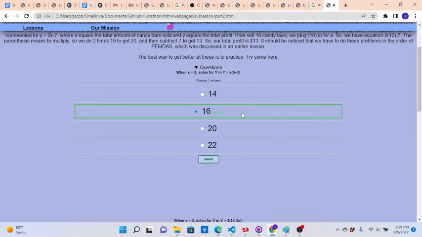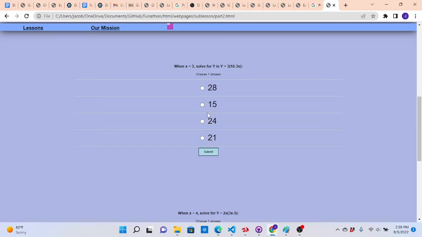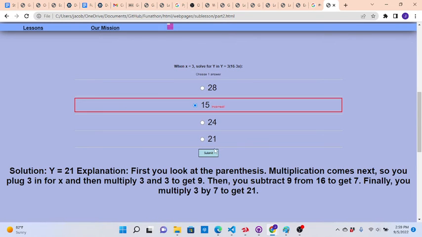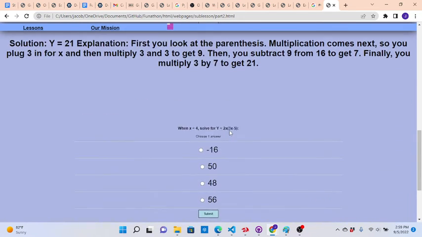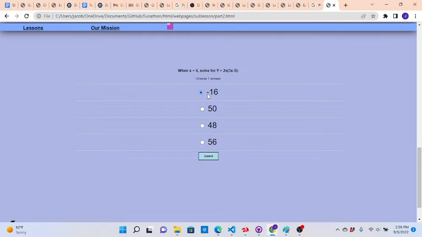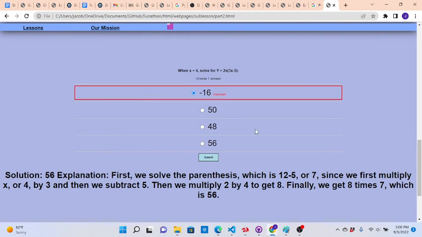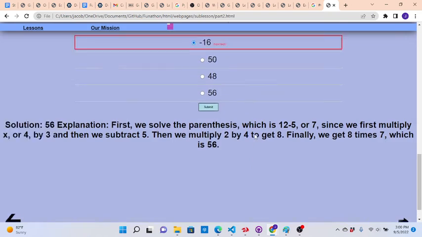Okay, so in the next problem, let's try getting it wrong. So the solution is set as well as an explanation for why you could have gotten it wrong, which helps students because when they get something wrong, they can learn from it. And it gives an explanation on every single one.